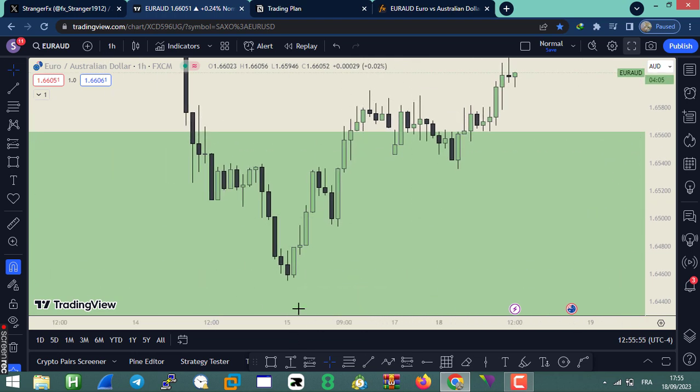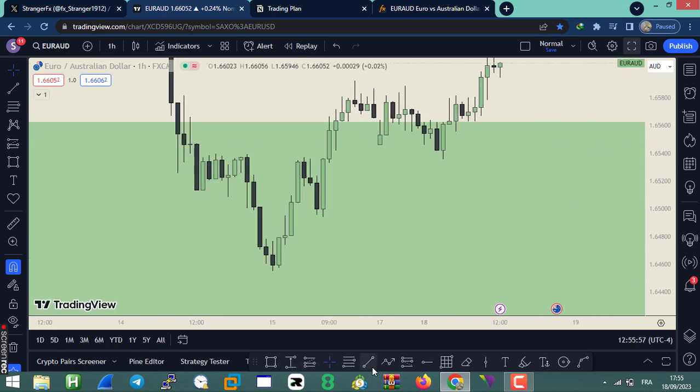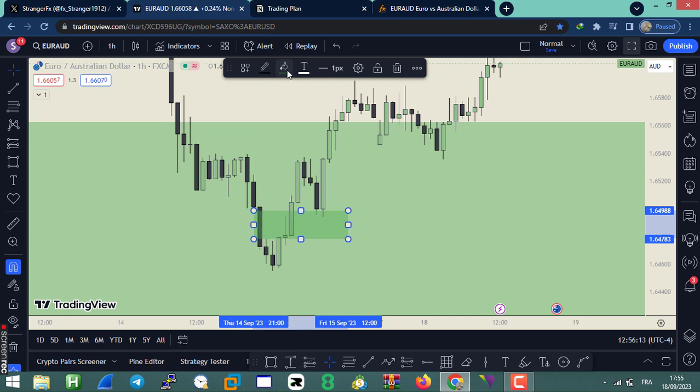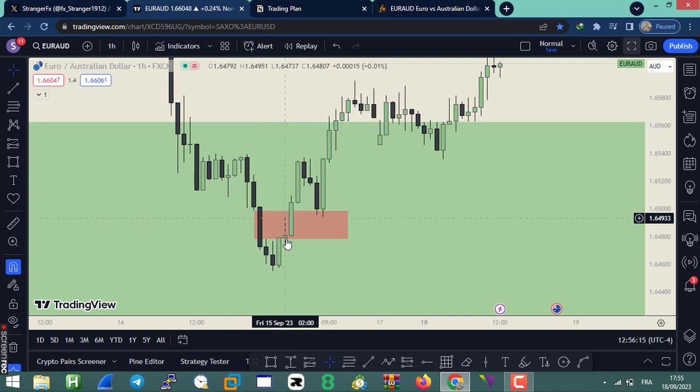So what do we have here? You can see that we have this expansion higher. This is a market structure shift. We don't have a close above this, so I didn't take this into consideration. But as you can see here, we have violated this bearish fair value gap. So now it became a bullish fair value gap, an inverted fair value gap. It will support price to go higher.